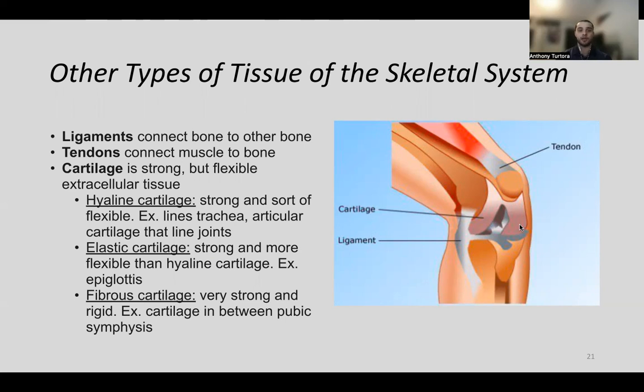The types of cartilage we have is hyaline cartilage. This is strong and sort of flexible. Some examples are the lining of the trachea and articular cartilage that is at the end of joints. We have elastic cartilage. This is strong and a lot more flexible than hyaline cartilage, like what the epiglottis is made out of. And we also have fibrous cartilage. This is very strong and rigid. This is cartilage that doesn't really move too much, like the cartilage at the pubic symphysis.